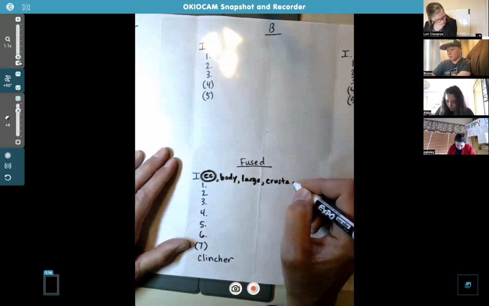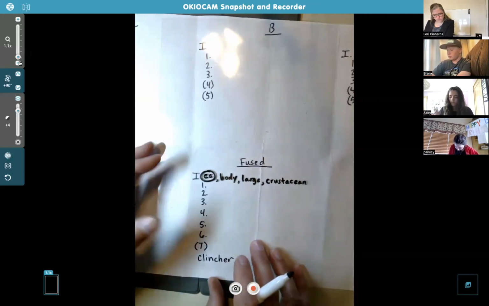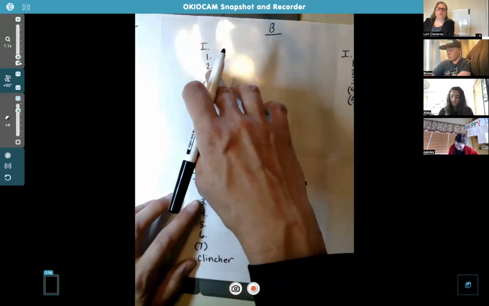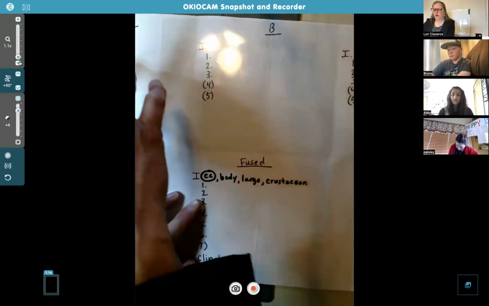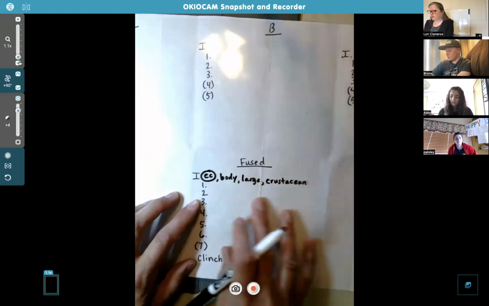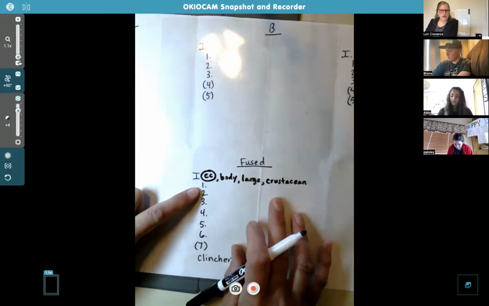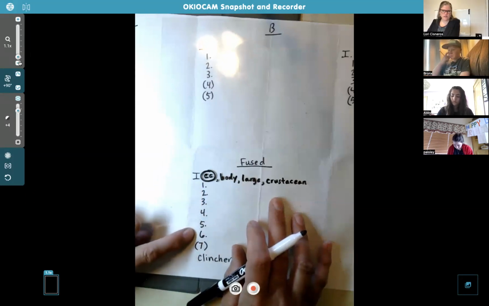So that's basically what we have. That's the same thing we have for Roman numeral 1 at the top, right? For all of A, B, and C. So we're going to bring that down here to the fused outline. So now you have 1 through 6.